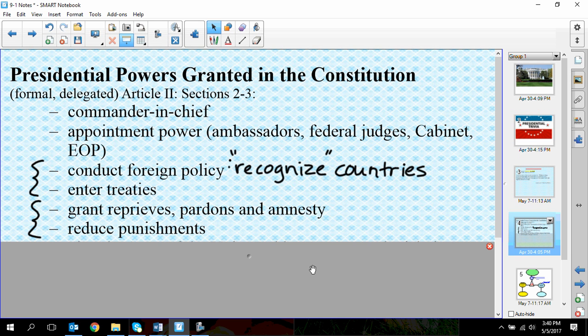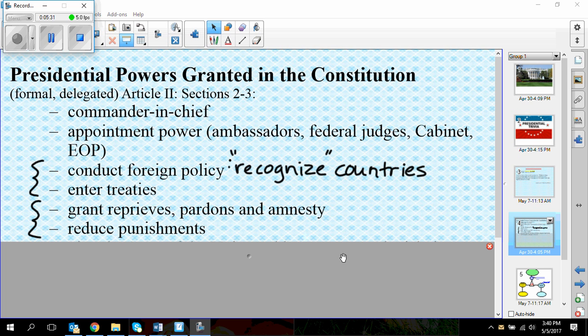The next two have to do with criminal or civil law. This is the power to grant reprieves, pardons, amnesty, and also the president has the ability to reduce punishments. A reprieve is where the president can cancel a punishment, and a lot of times this is done when someone is supposed to go to the death penalty. It's acknowledging that maybe you did it, but you're not going to face these consequences.